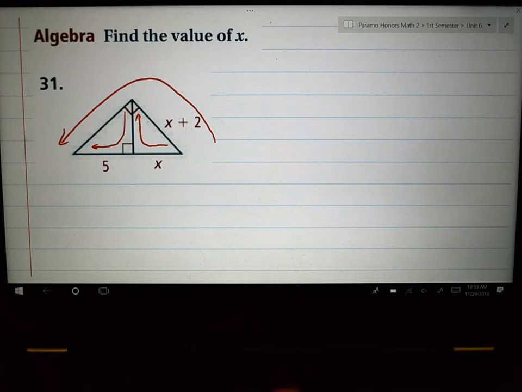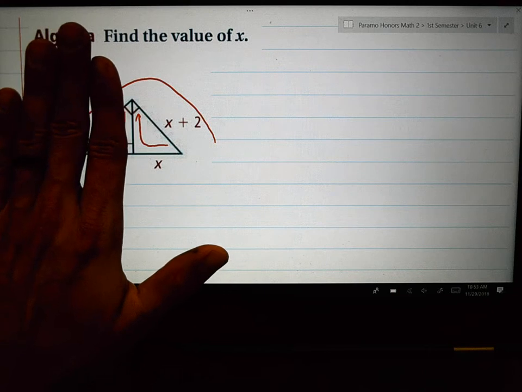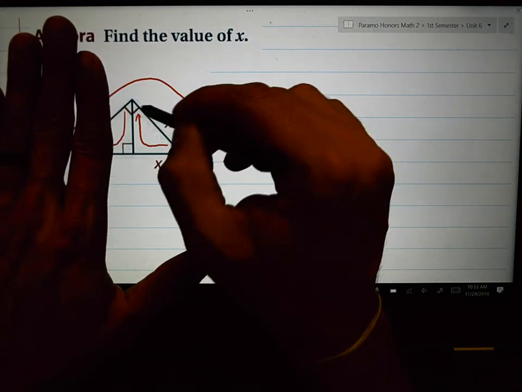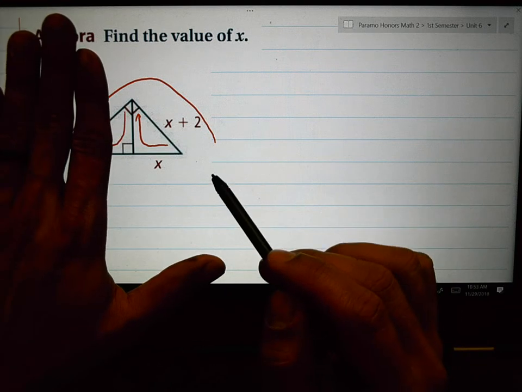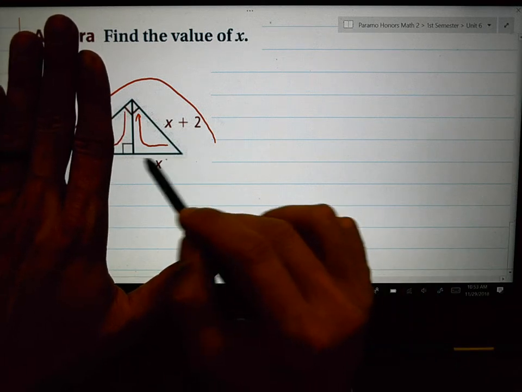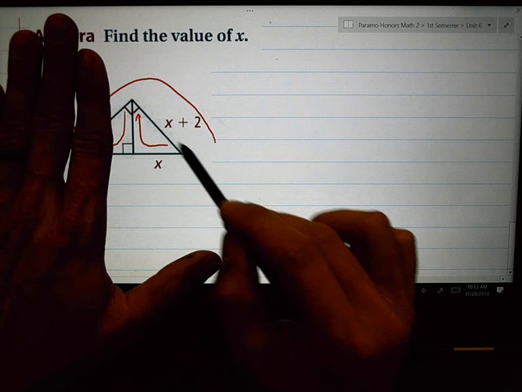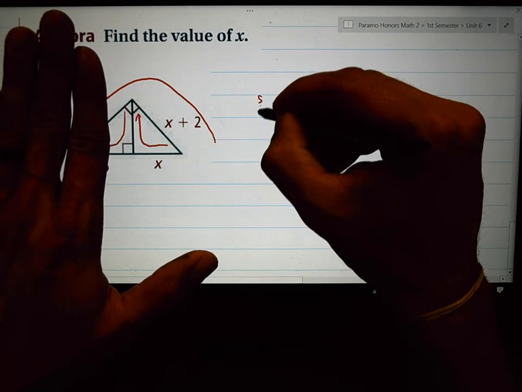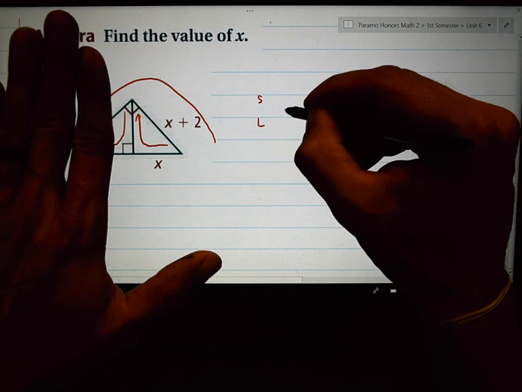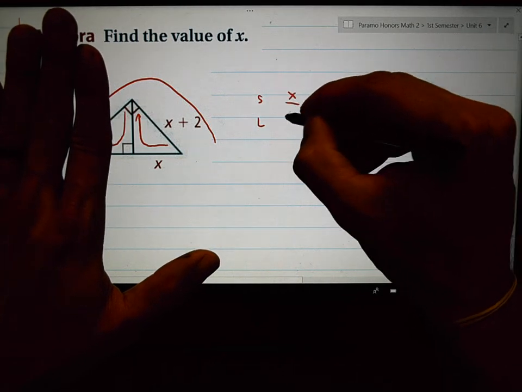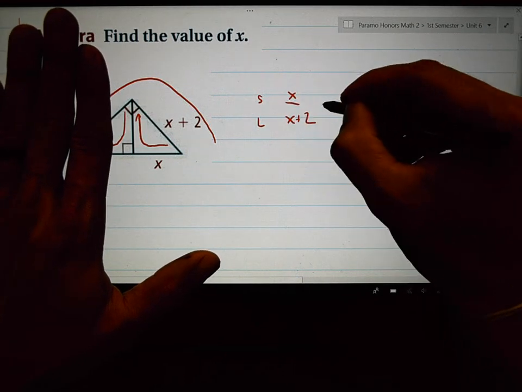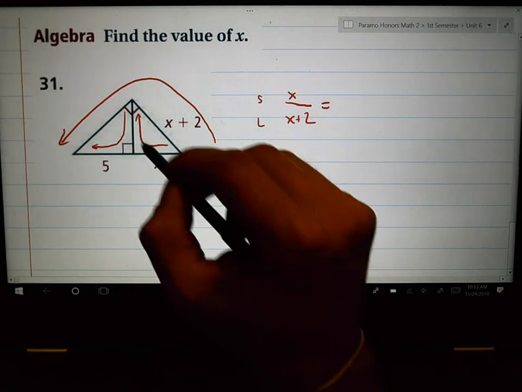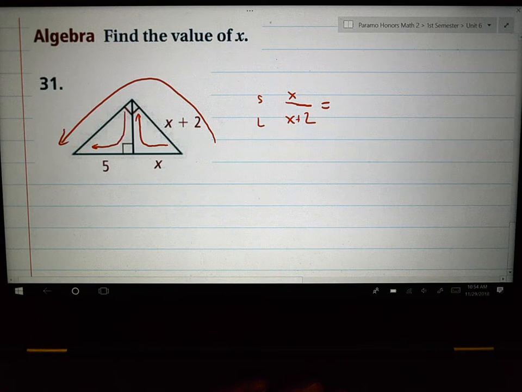Now I'm going to cover up this triangle over here. And by looking at just this triangle on the right, the smallest triangle that I think is there, this is the short side. Since this goes to the middle, this must be the longest side or the hypotenuse. I'm going to do short side over the longest side, and I'm going to call that x over x plus 2.